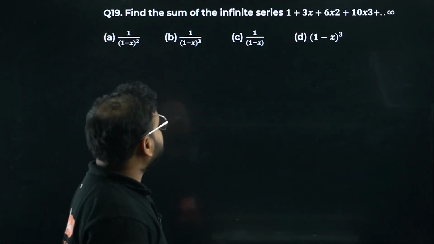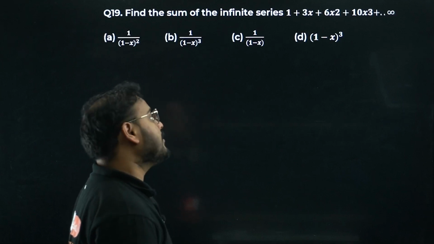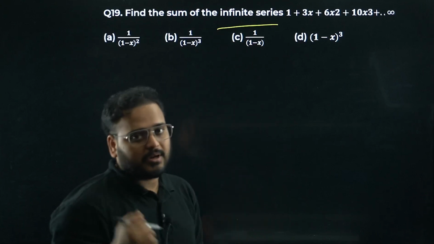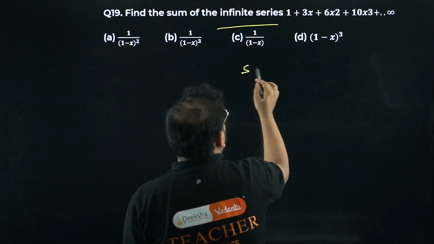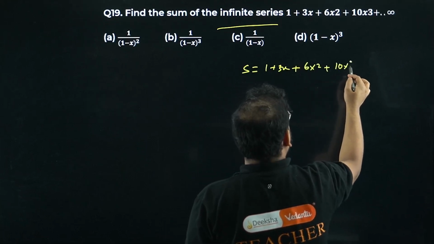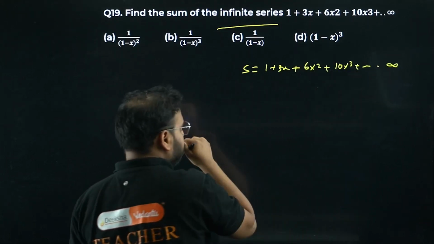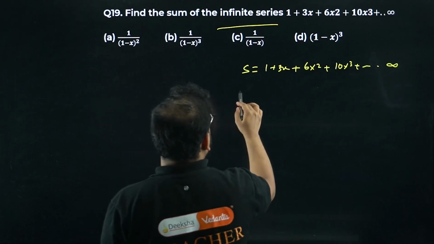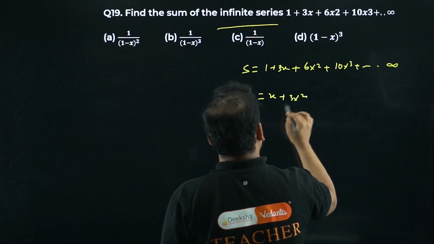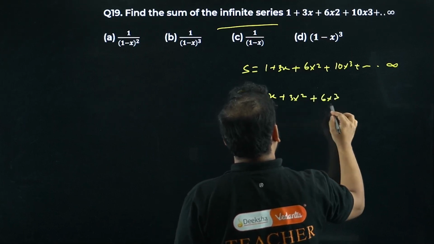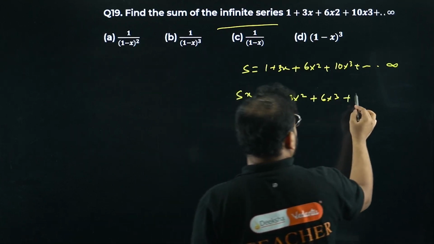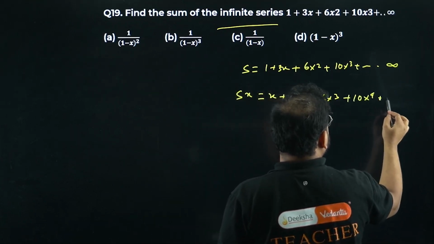Find the sum of the infinite series 1 plus 3x plus 6x square plus 10x cube plus up to infinity. Sum of this infinite series. It's a good question. Okay, let's see how we can solve it. S equals 1 plus 3x plus 6x square plus 10x cube plus so on till infinity, right? Let me write here Sx first. So I'll get here x plus 3x square plus 6x cube plus 10x power 4 so on till infinity.